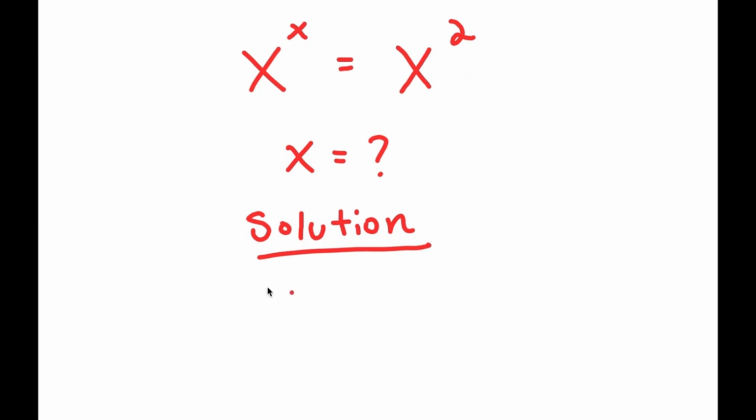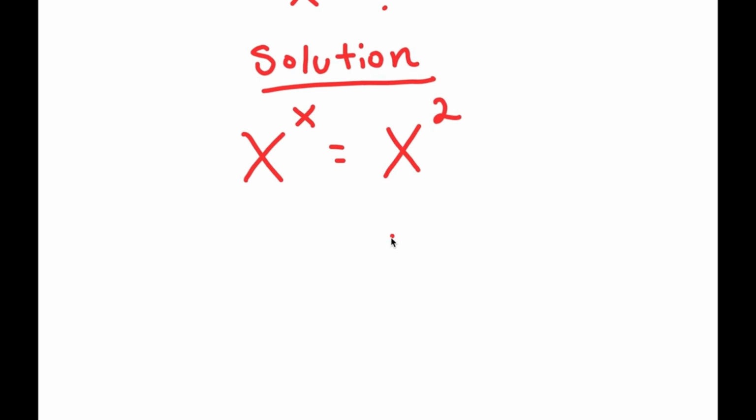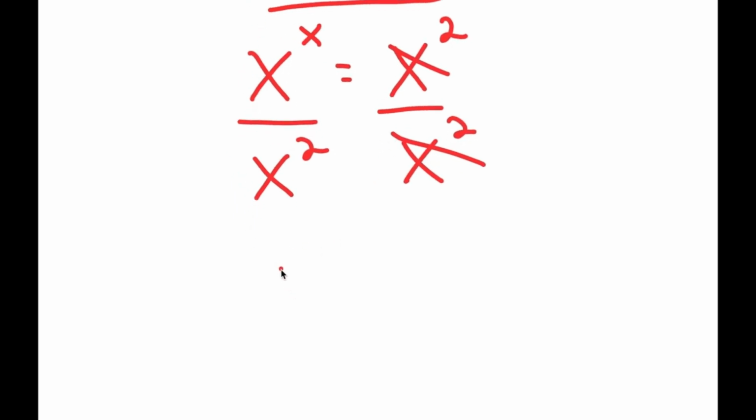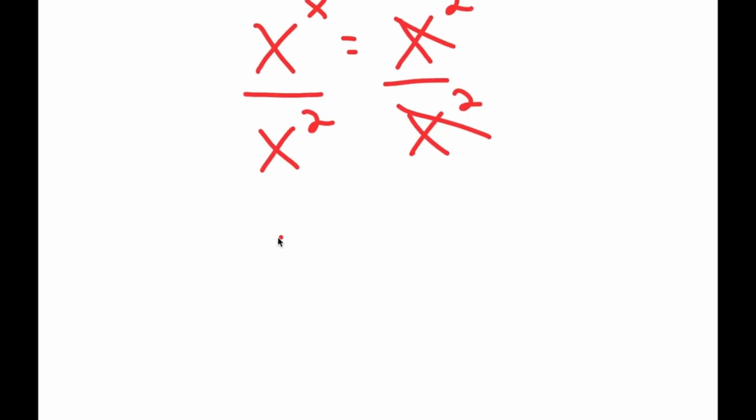I'm going to first write my equation down here. So I have x to the power of x is equal to x to the power of 2. I'm going to first start by dividing both sides by x to the power of 2. So I have x to the power of x over x to the power of 2 is equal to x to the power of 2 over x to the power of 2. And x to the power of 2, x to the power of 2, these two cancel out. So now I'm going to be left with x to the power of x over x to the power of 2 is equal to 1.